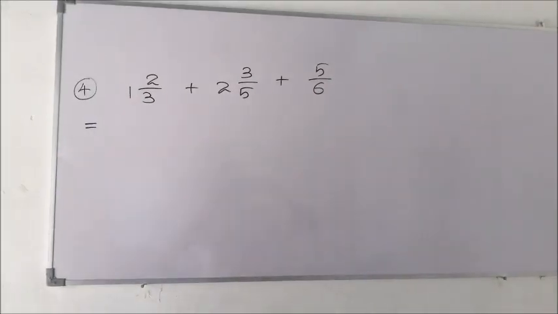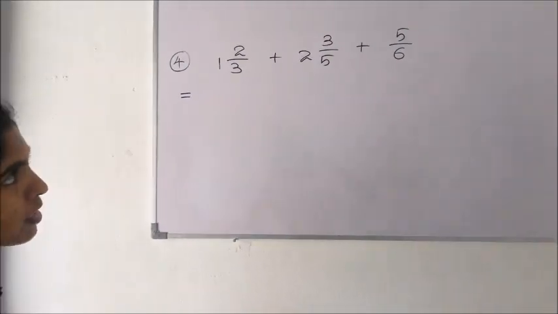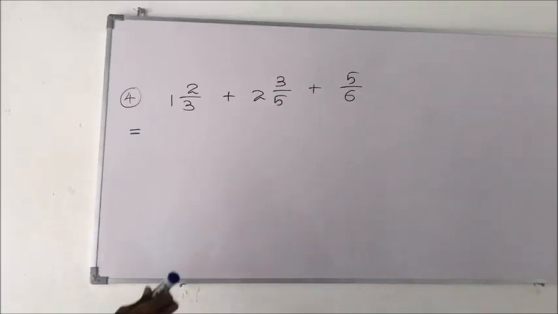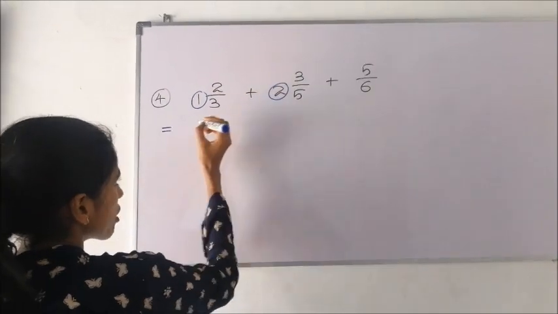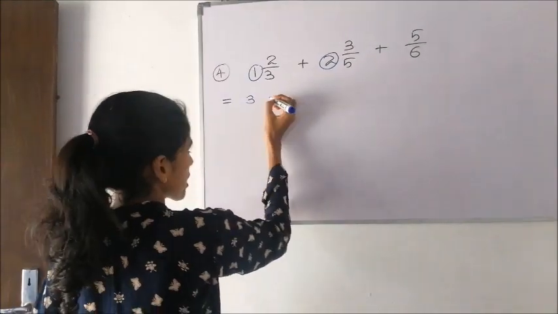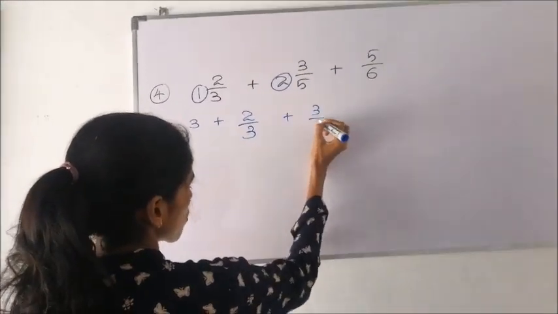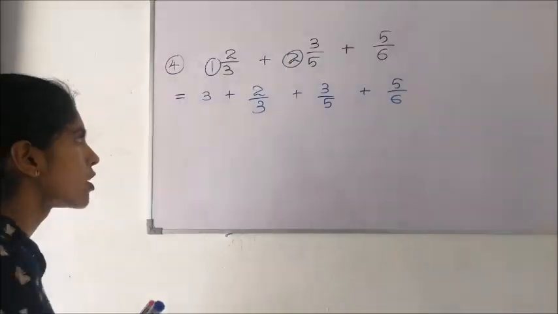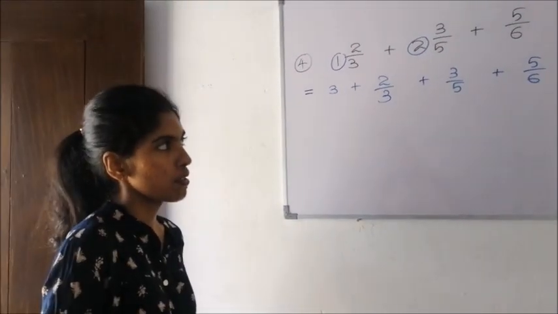Our next example, children. See, there are two mixed numbers and also a proper fraction. Firstly we will add the whole parts of these two mixed numbers. 1 and 2 can be added firstly. 3 is coming. Then the fraction parts we will add separately. So I am writing them like this: 3/5, 5/6. Now children, look at the denominators: 3, 5, 6. We know that 30 is the LCM, right?